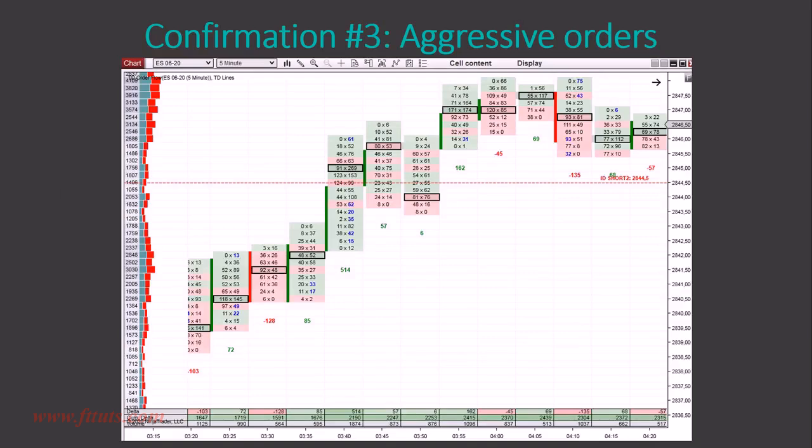Anyways, let's have a look at another example. This is a short level which I had yesterday, or actually today, but early in the morning. So I wasn't trading it, but this is what the footprint looks like. There were aggressive buyers in here right before the price hit this resistance.